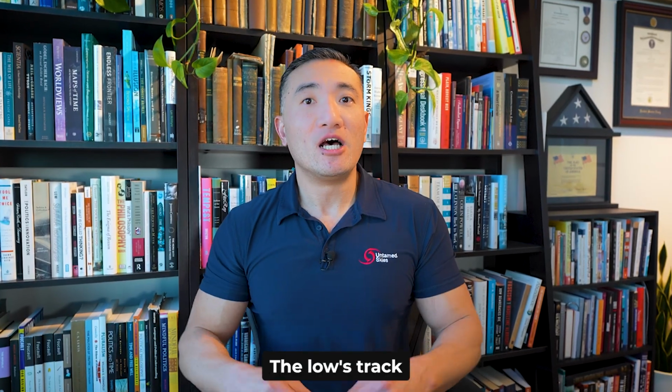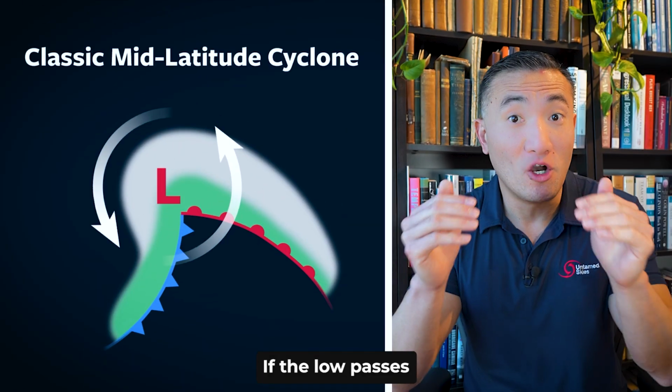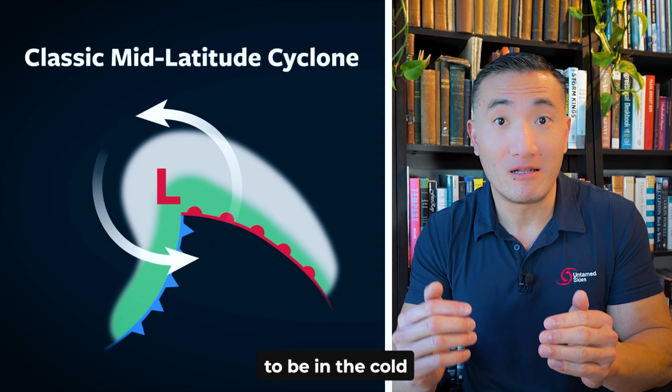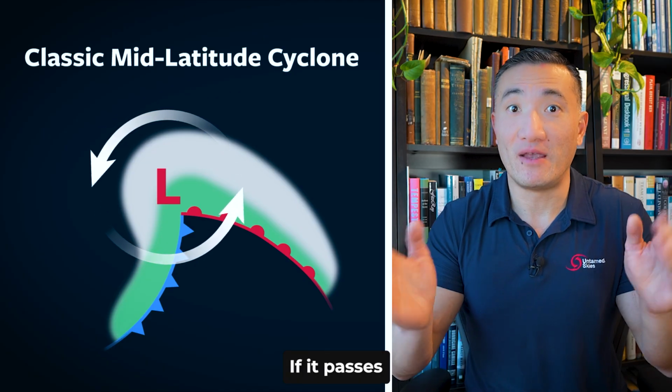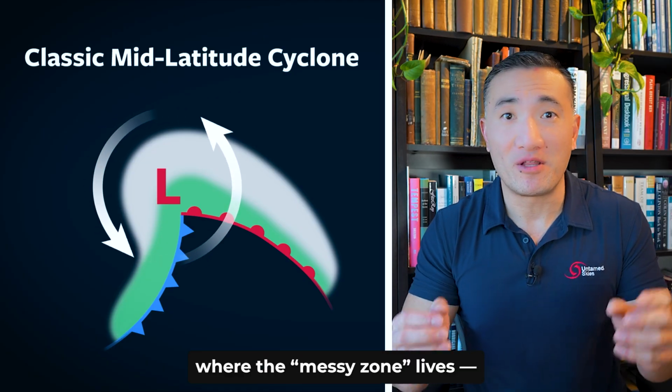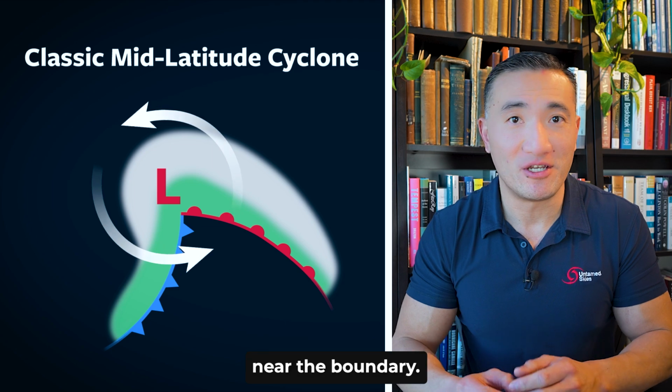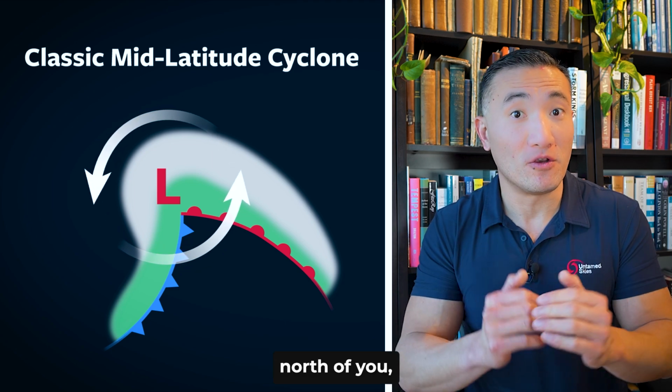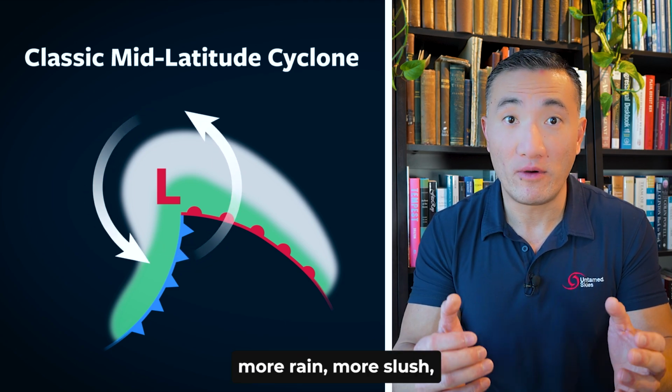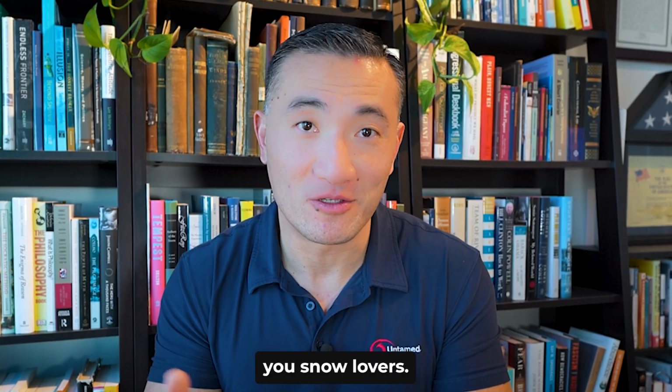Here's the key idea. The low's track is everything. If the low passes south of you, you're more likely to be in the cold sector. Hello, snow. If it passes right over you, that's often where the messy zone lives, mixed precipitation near the boundary. And if it passes north of you, warm air can surge in. More rain, more slush, more heartbreak for all you snow lovers.